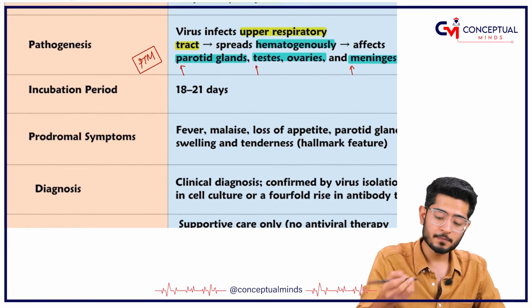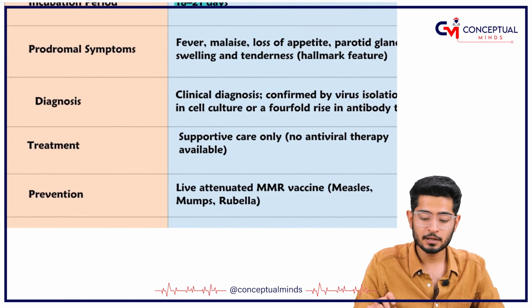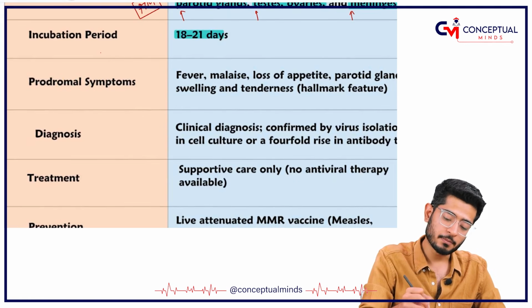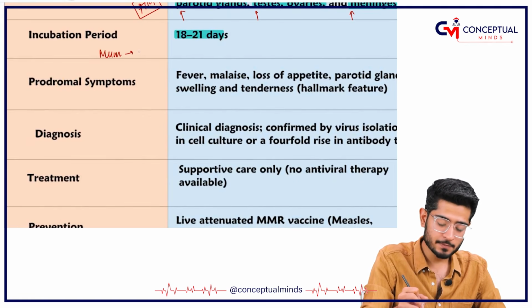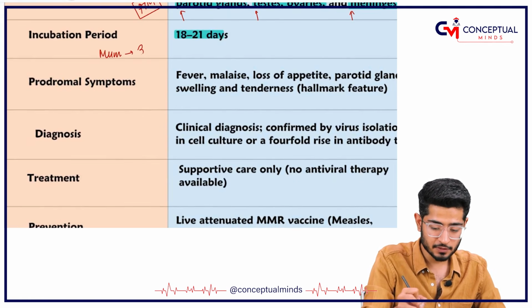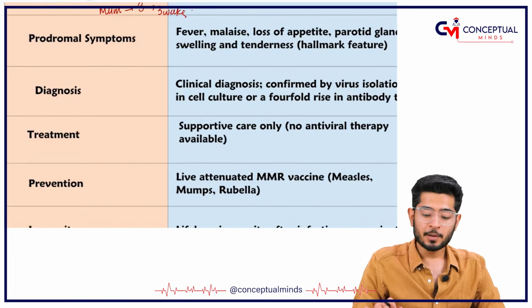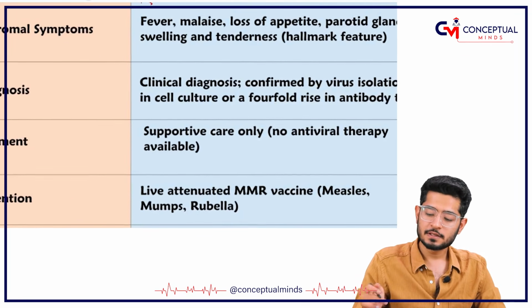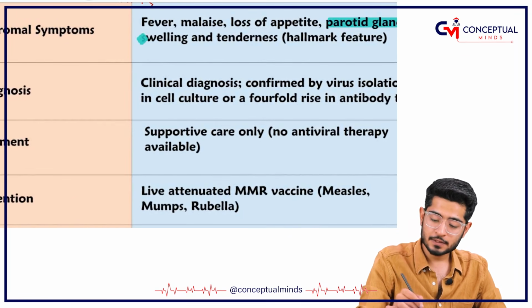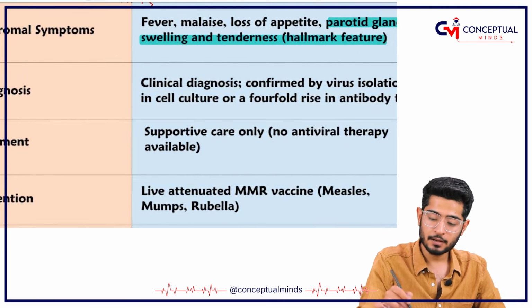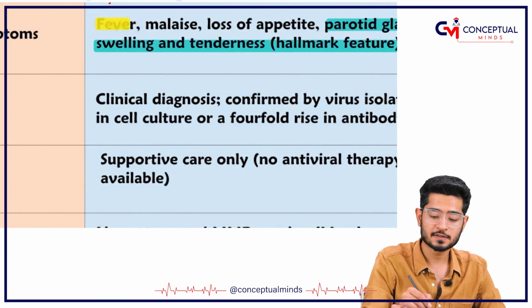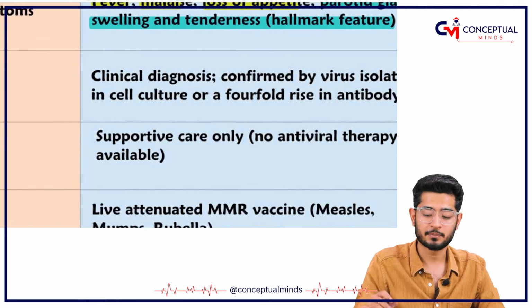Mumps is going to take approximately 18 to 21 days as an incubation period. From mumps you can remember mum, and mum is a 3-letter word, so 3 weeks you can remember. Coming on to prodromal symptoms, of course, the parotid gland swelling and tenderness is the hallmark feature, but since it's an infectious disease, it's going to have fever, malaise, loss of appetite also.